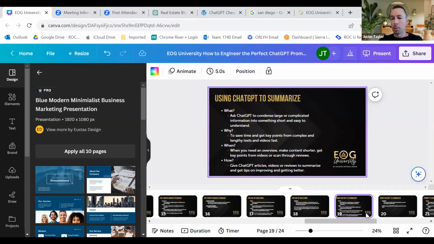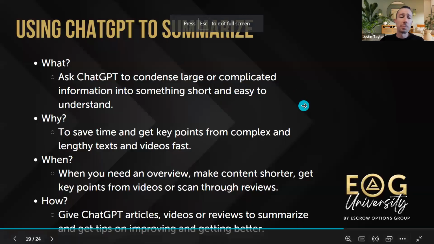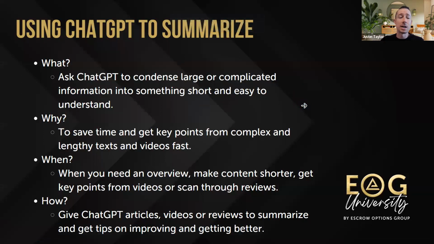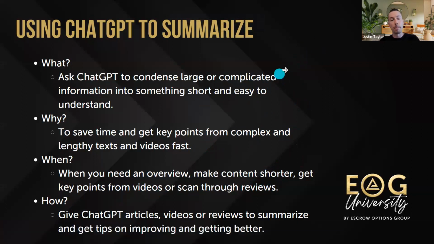All right, a couple more here. Using ChatGPT to summarize. Ask ChatGPT to condense large or complicated information into something short and easy to understand. Why you want to do this is to save time and get key points from complex and lengthy text and videos fast, when you need an overview, make content shorter, get key points from videos, or scan through reviews. How you're going to do it: give ChatGPT articles, videos, or reviews to summarize and get tips on improving and getting better.